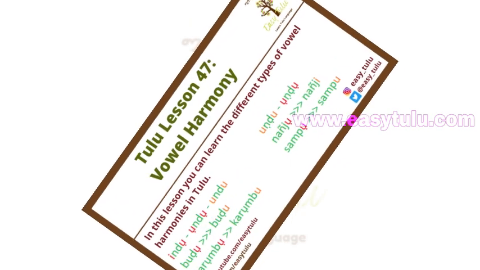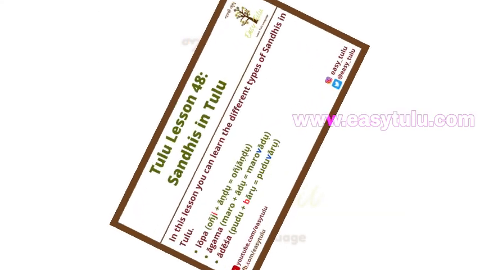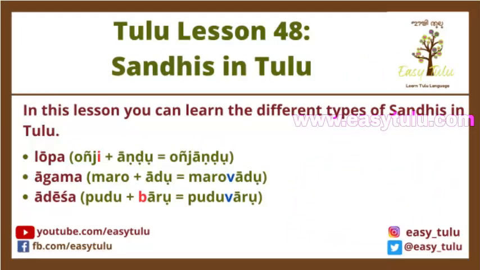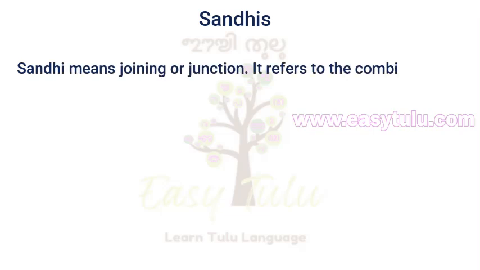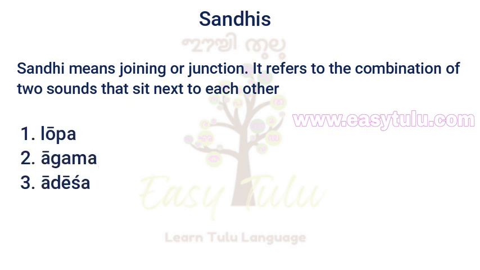In the last lesson we have learned vowel harmony in Tulu. Today we are going to learn Sandhis in Tulu. Sandhi means joining or junction. It refers to the combination of two sounds that sit next to each other. In Tulu, there are three types of Sandhis: lōpa, āgama and ādēśa.